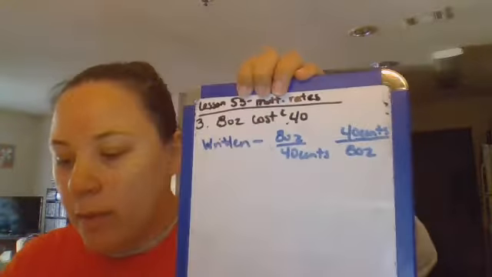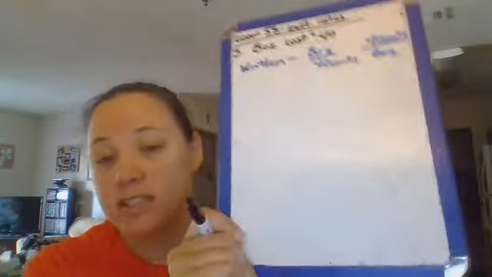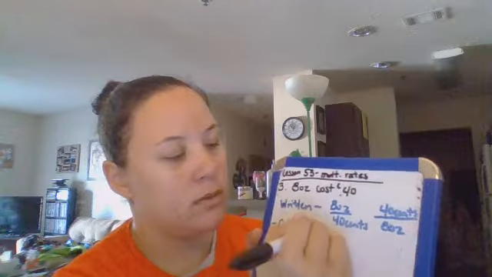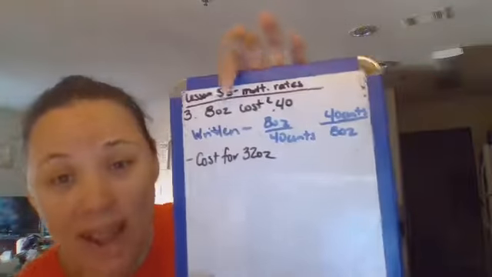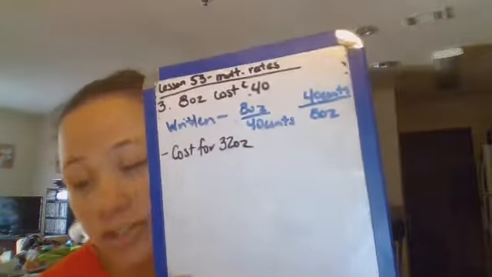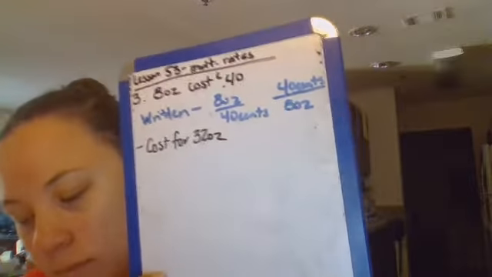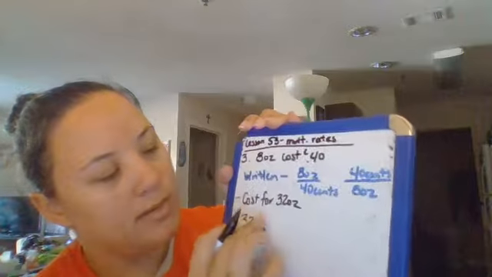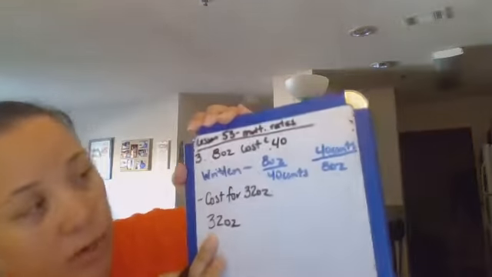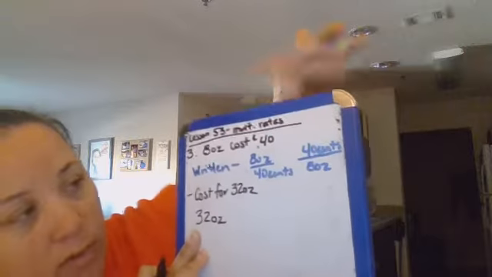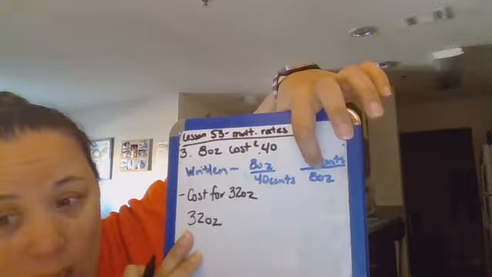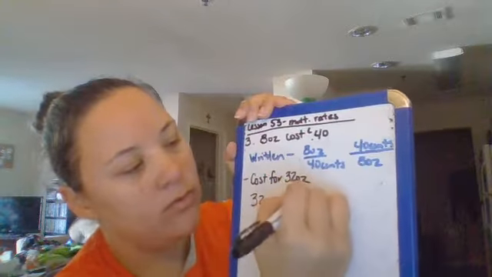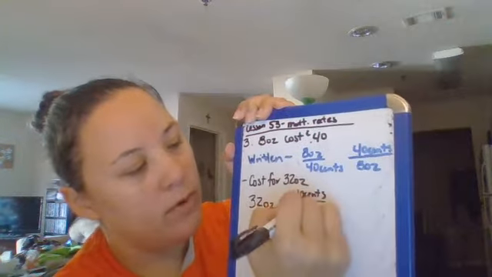All right, so then in our first problem, they want to know how much it would cost for 32 ounces. So instead of having only 8 ounces of that thing, we're going to have 32 ounces. How much is that going to cost? We can go ahead and set it up. We know that we have 32 ounces, and we know that there are 40 cents per 8 ounces. So we're going to use this equation: 40 cents over 8 ounces.